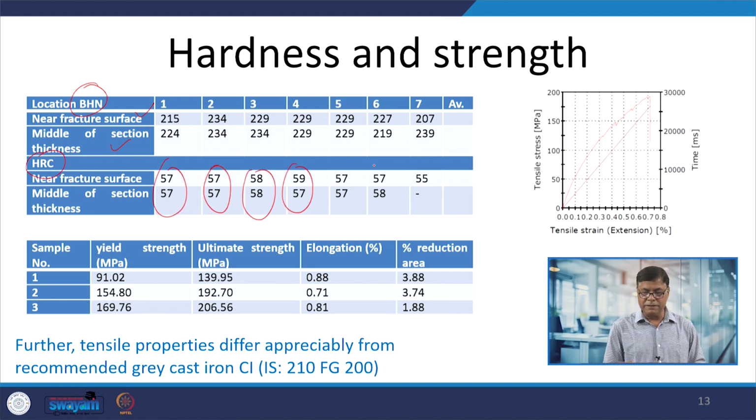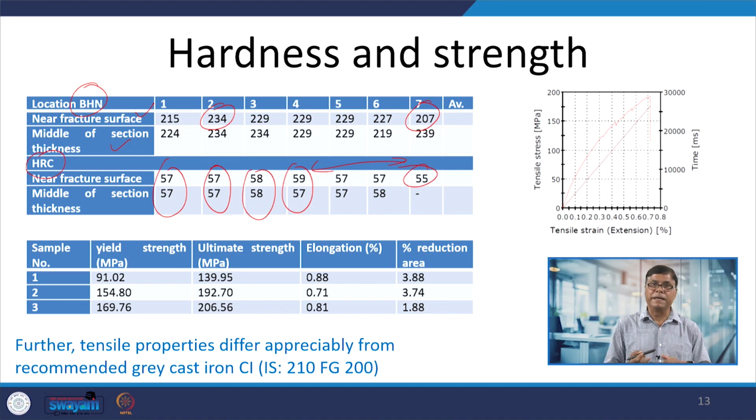So, here especially if we see, the lower value in some cases near the fracture surface is 209, while the maximum value is say 234. So, there is a lot of heterogeneity and variation in the properties, you can say. And in case of the HRC also, the variation is from 55 to 59. So, there is a lot of variation.